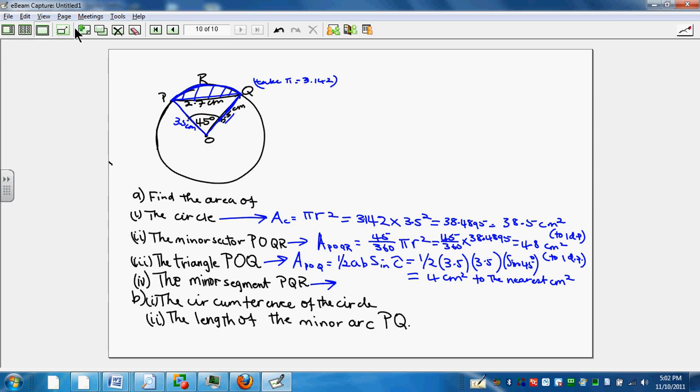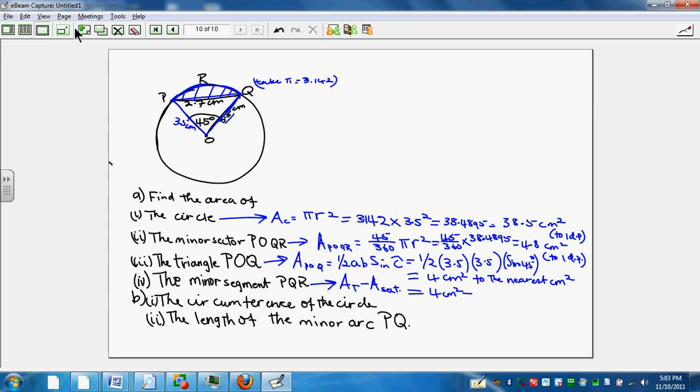The minor segment could be found by taking the area of the sector and subtracting from it the area of the triangle. Okay? That's what we learned before. So the minor segment PQR, which is what I just shaded out there, could be found by saying the area of the triangle minus the area of the sector. And what was the area of the triangle that we got from before? The area of the triangle was 4. So you write down 4.